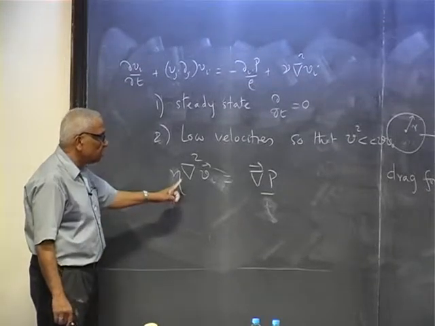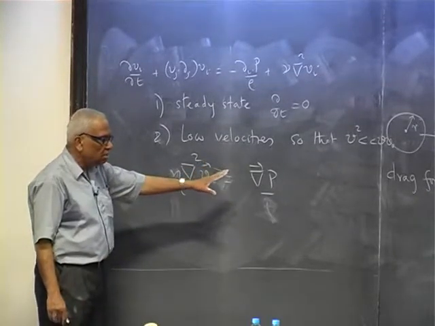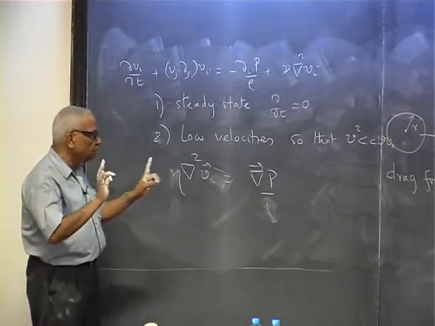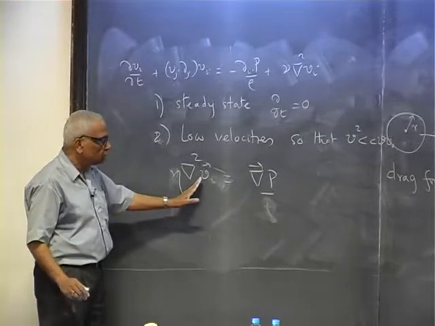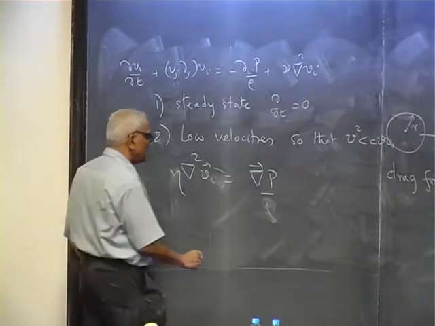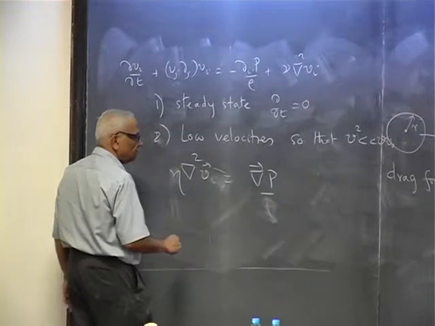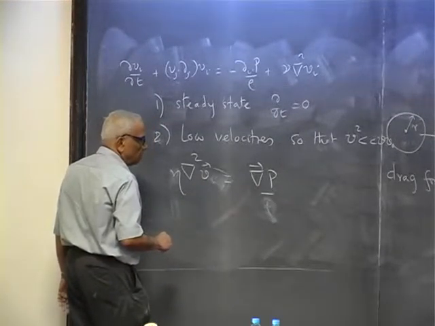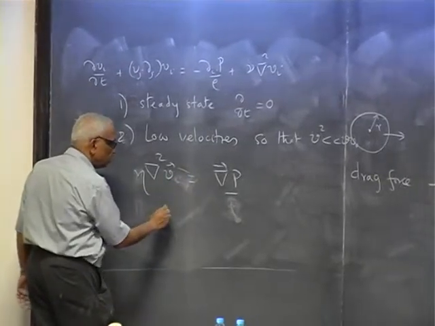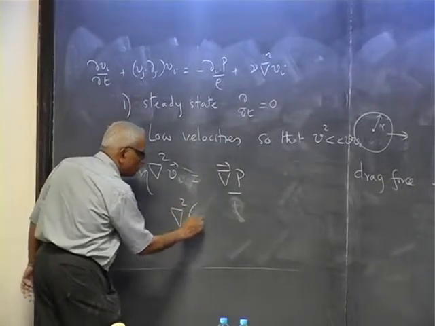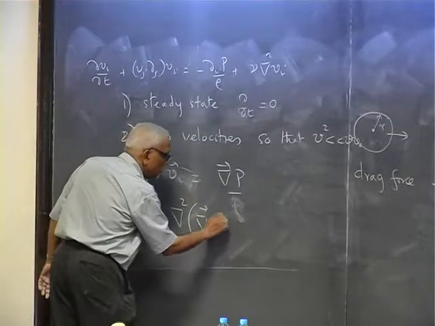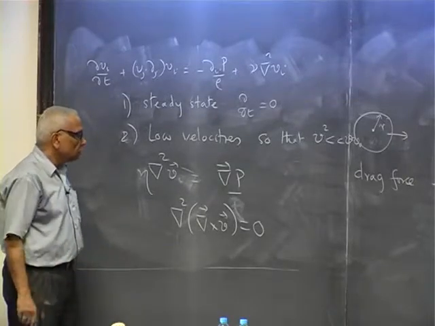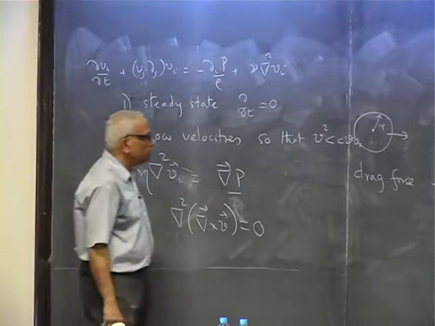The first thing I note, obviously, the pressure has to be eliminated. You can deal with only one variable at a time. So it's only V that I'm going to concentrate on and try to find a solution for. So how do I eliminate the pressure? Take a curl. So del square curl of V is equal to 0.